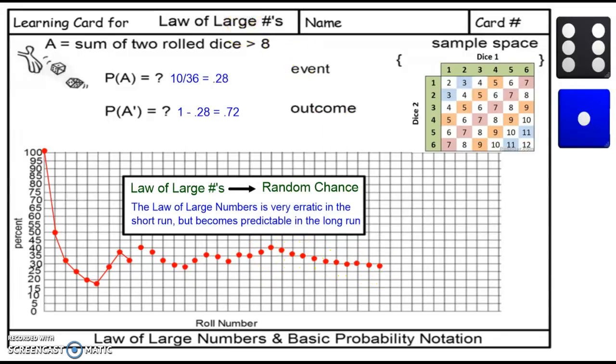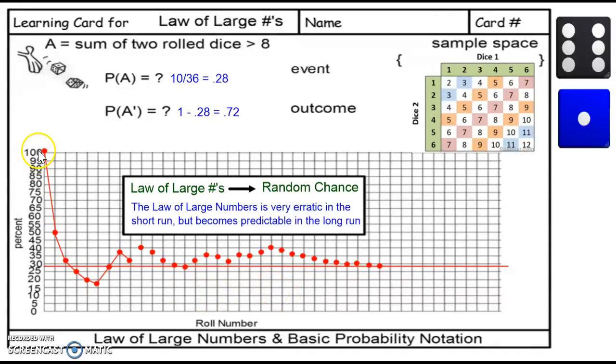And 28% is right about here. So you can see that the very last one that I did, I was right at 28%. It ended up being 9 out of 32. Now, if I continued, would I eventually fluctuate a little bit above 28% or a little bit below 28%? Sure, it will. It'll fluctuate a little bit based on every new roll that occurs.